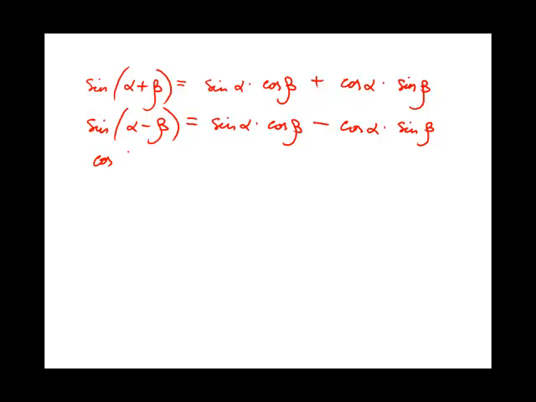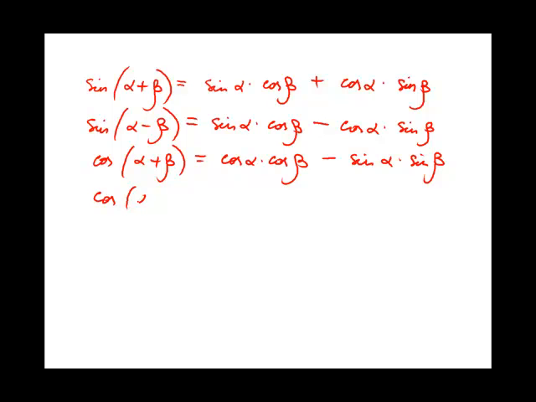Cos alpha plus beta is cos alpha cos beta minus sine alpha sine beta. And finally, cos alpha minus beta is cos alpha cos beta plus sine alpha sine beta.